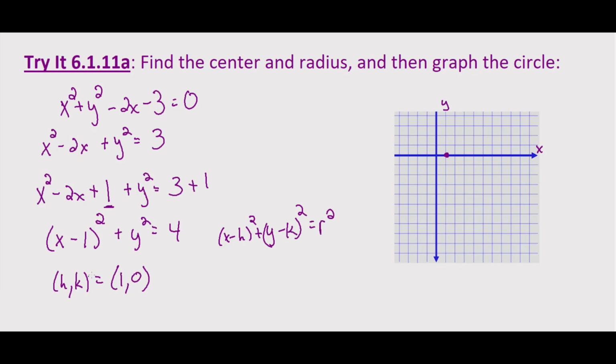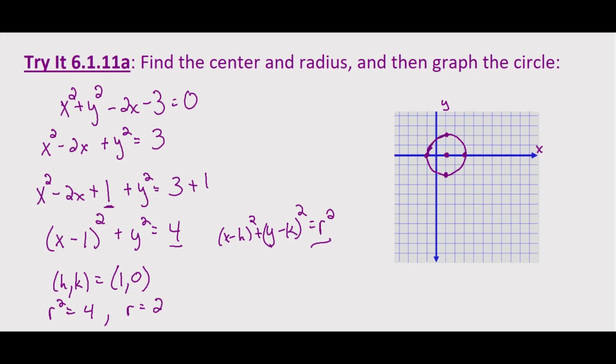And then our radius, we know r squared equals 4. So that means that r equals 2. So now we just go 2 units in any direction. Oh, made a mistake on that last one. I went 3 instead of 2. And then we connect the dots with our quarter circles between points for the graph of our circle.